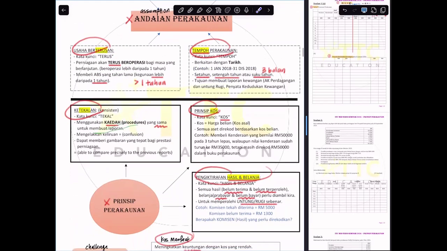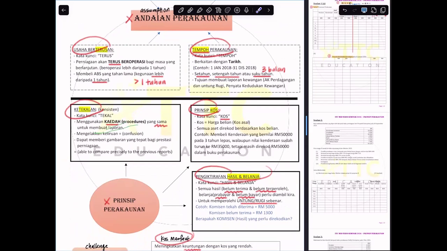Okay, there are the 4 assumptions. Then we got another 3 principles. Principle means principle that you need to follow. It's something like rules, standards that you need to follow when you run the business. And the first one, ketekalan. Ketekalan in English, we call it consistent. Consistent means the same. You always need to use the same method to calculate.